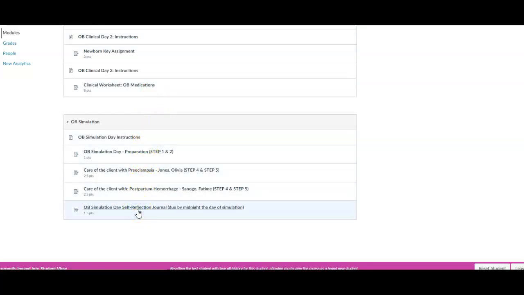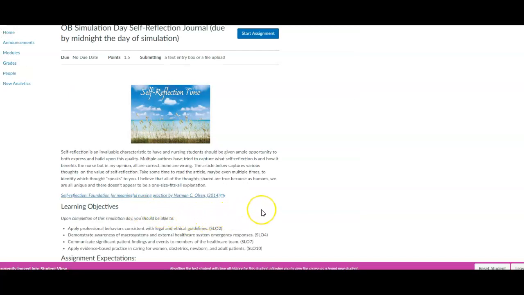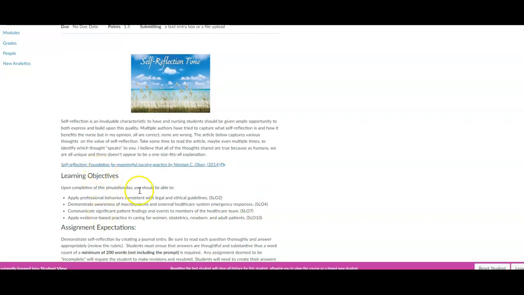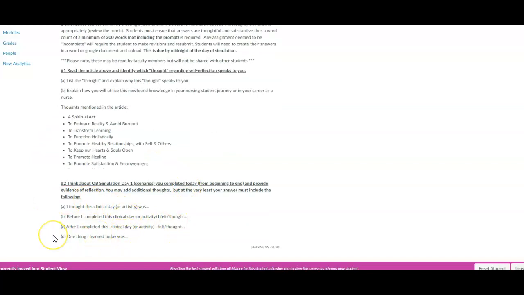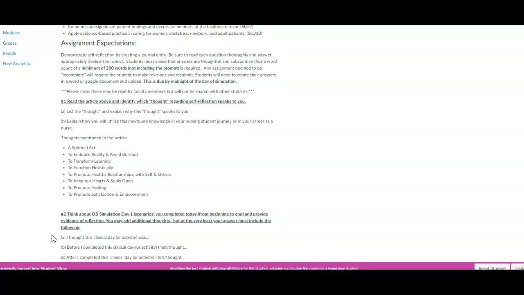Finally, you will do a self-reflection of your experience. There is an article that you will be reading, and then some questions on the article, followed by some reflection on the simulation day. Please note that this self-reflection is expected to be substantive. If you put two sentences about question number 1, that's not really helping us understand why this speaks to you. You don't want to just answer the question. You want to add context to why this speaks to you, what this means, and how you're going to take this forward.